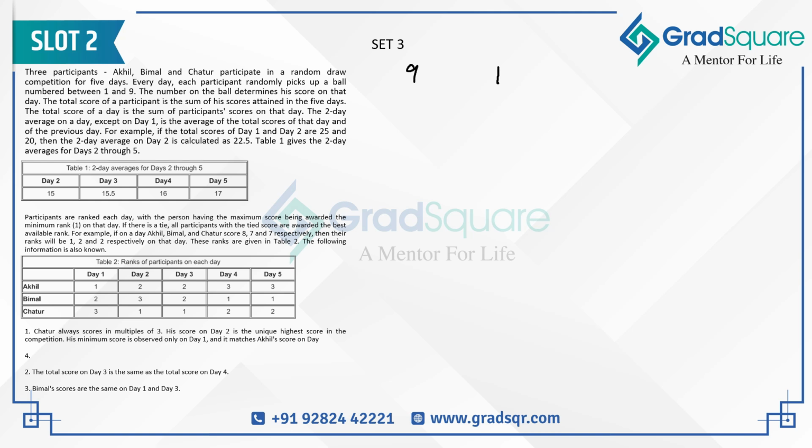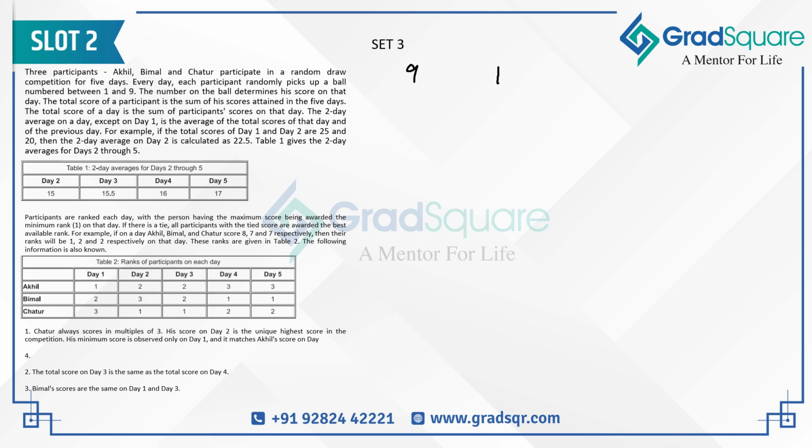The total score of a day is the sum of the participants' scores on that day. The 2-day average on a day, except on day 1, is the average of the total scores of that day and of the previous day. For example, if the total scores of day 1 and day 2 are 25 and 20, then the 2-day average on day 2 is calculated as 22.5. Table 1 gives the 2-day average for day 2 through 5. So table 1 is giving a 2-day average starting from day 2 to day 5.